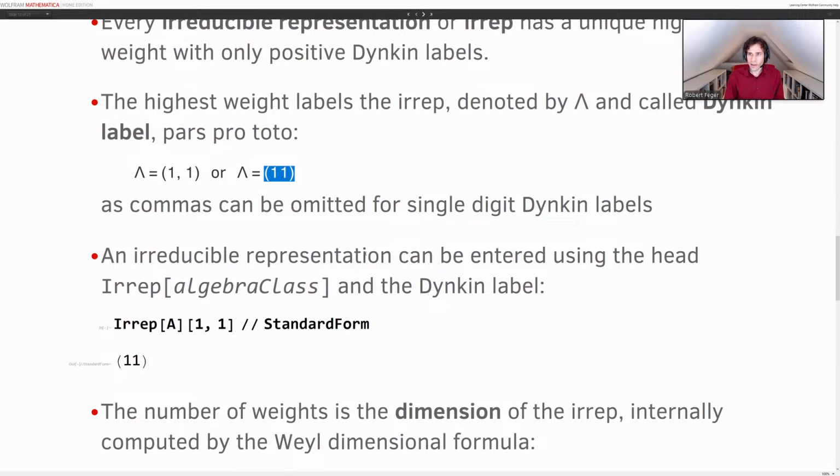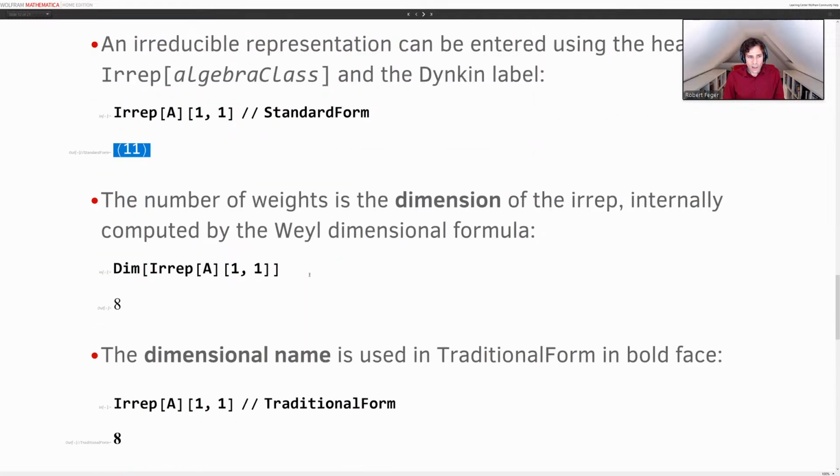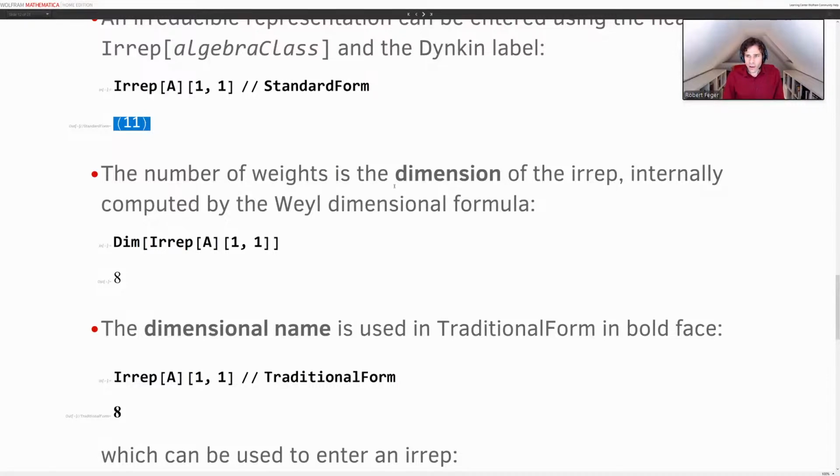And this is even the same thing in LieART. So you can enter a representation by using this. You need this head, Irrep, of A for something with SU, for example, and then the Dynkin label comes here. You don't need to specify here that it is SU3 because it's clear from the number of Dynkin labels here that it is SU3. So the A is enough, and then in standard form it will display the Dynkin label here. The number of weights is the dimension of the irrep. And internally, this is computed by the Weyl dimension formula, and there's a command for getting the dimension of the representation, which is simply Dim.